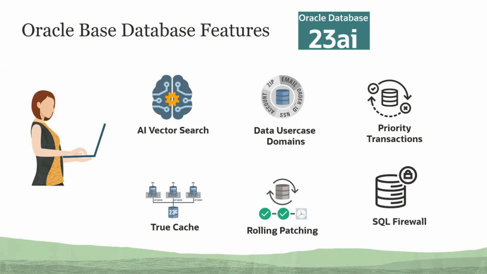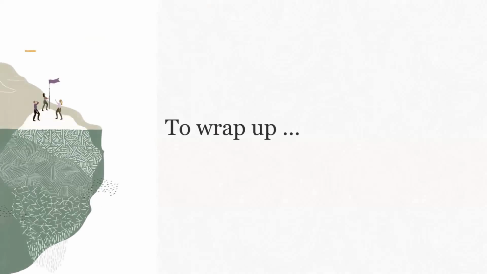With the in-database SQL Firewall, Oracle SQL Firewall will help protect the database against any unauthorized SQL, including SQL injection attacks. To wrap up, we discussed the different types of Oracle Database Services, from Oracle Database Service to Exadata Database Service to the Autonomous Database Service. We also introduced a few enhancements that are introduced in Oracle 23ai.